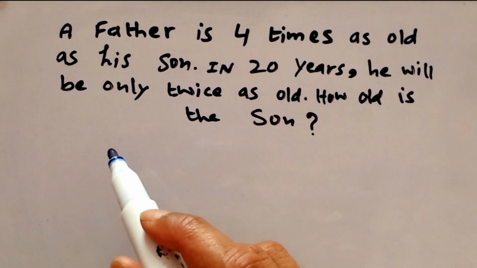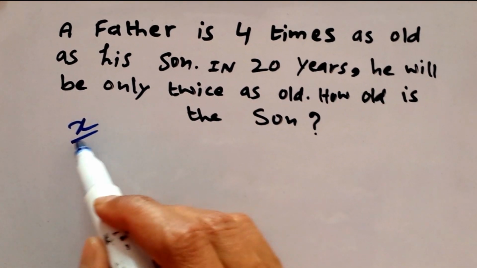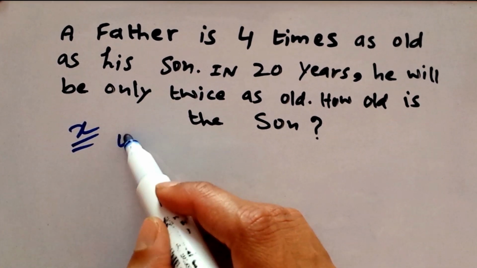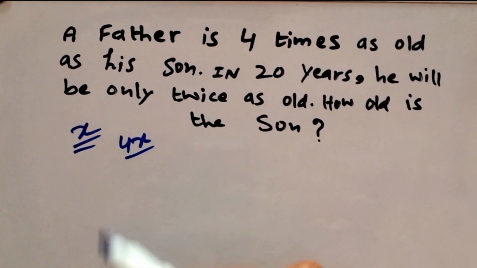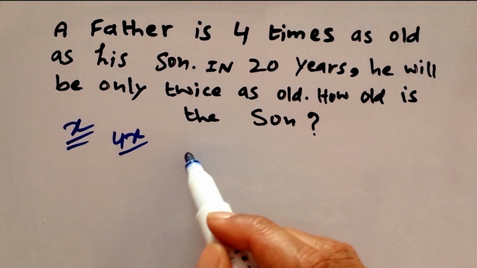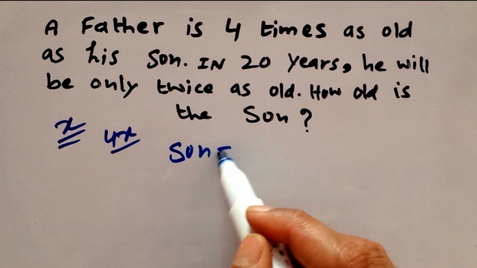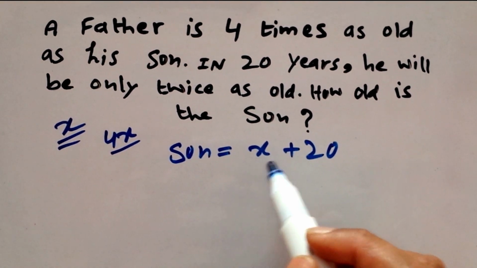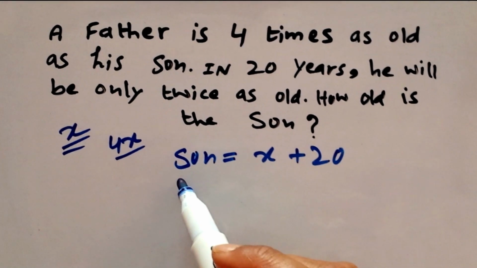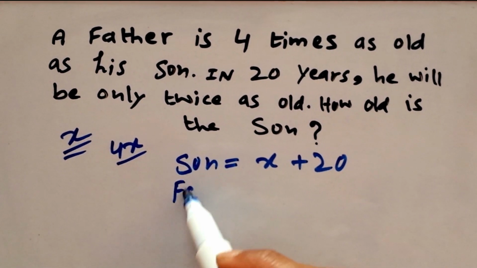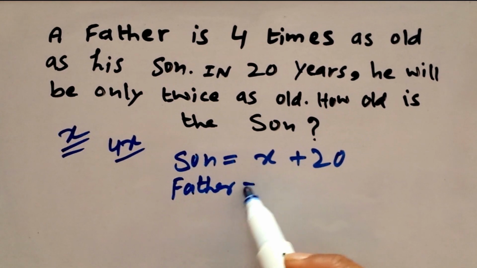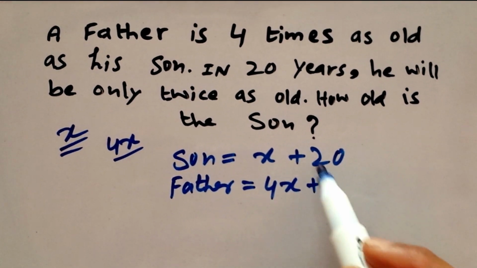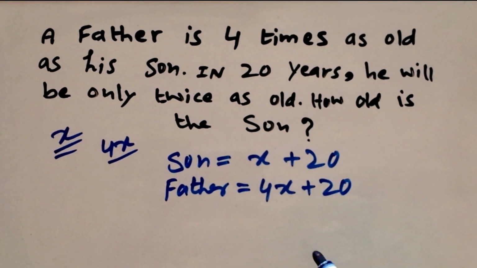Let the son's current age be x, right? So then the father's age equals 4 times x, 4x. In 20 years, the son equals x plus 20, an unknown number plus 20 years. And the father equals 4x plus 20 years, right?